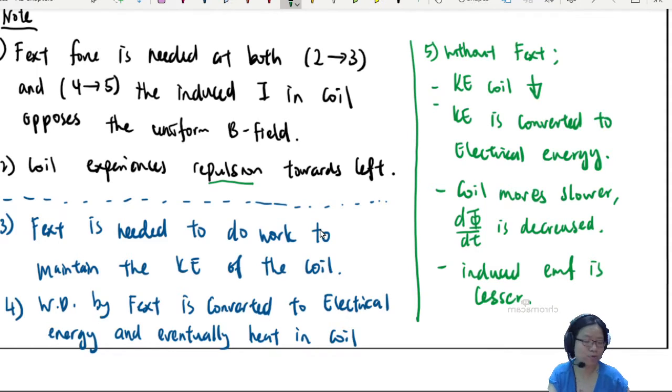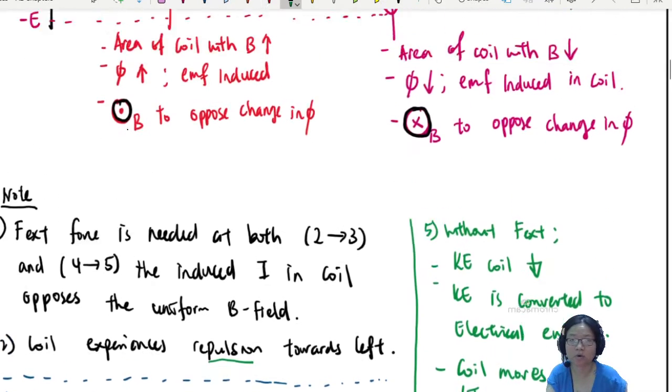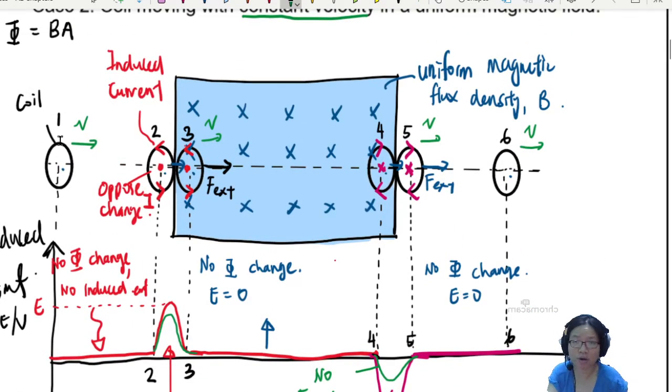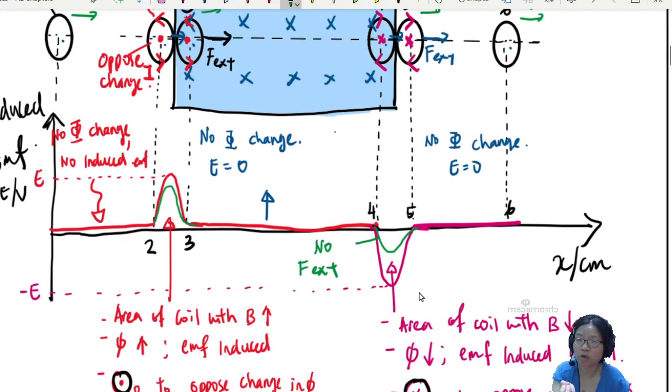All right, so that will be the final part in case they say there's no external force. What will happen? The induced EMF will be smaller because the flux is moving slower, so the rate of change is slower. You throw the coil faster, then you get a larger EMF. Very instinctive. It's about rate. So it's about how much you change and how quickly you change.